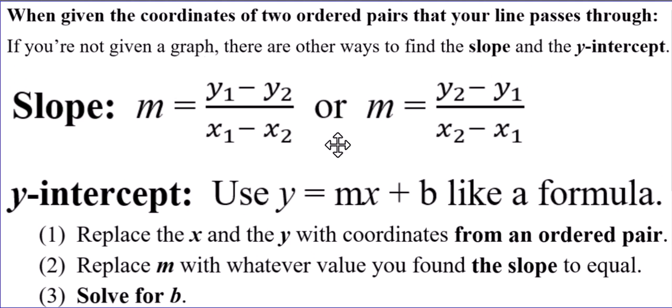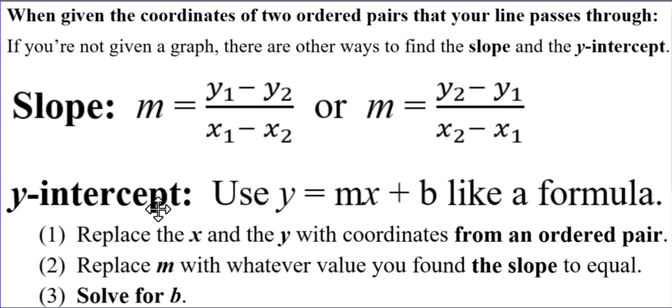Remember from a previous packet of guided notes on slope that there is a formula that you can use for slope: y1 minus y2 over x1 minus x2, or you can start with the 2's if you want, y2 minus y1 over x2 minus x1, which is the traditional way most textbooks will teach it to you. Either way will work, you just got to be consistent.